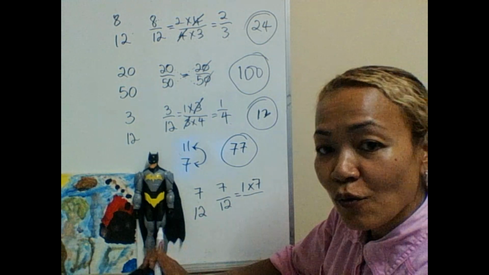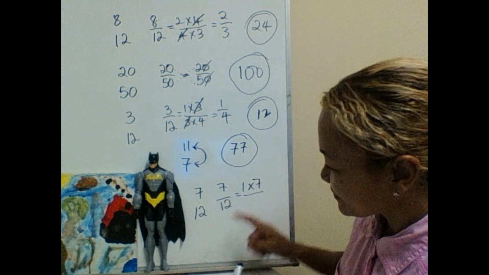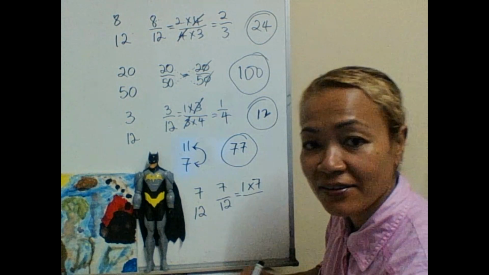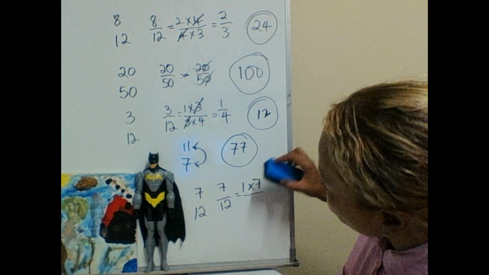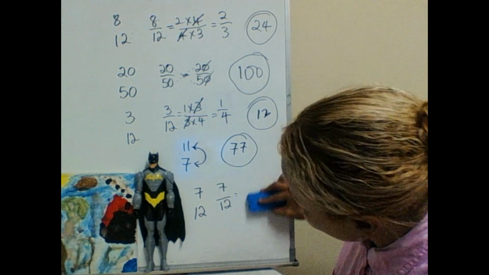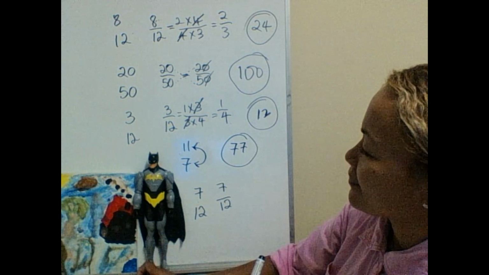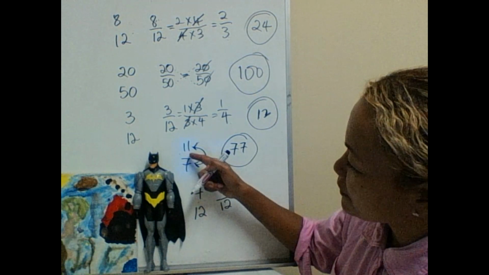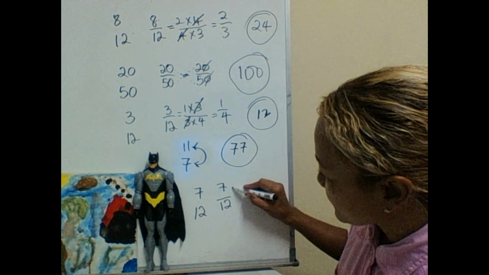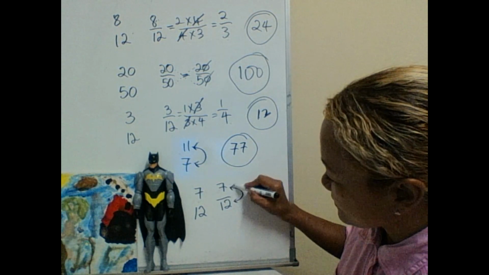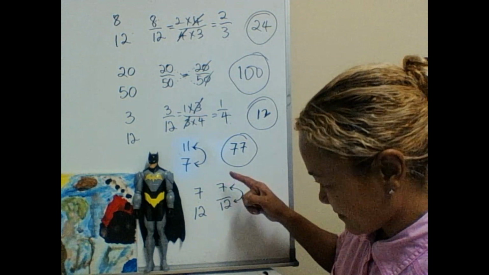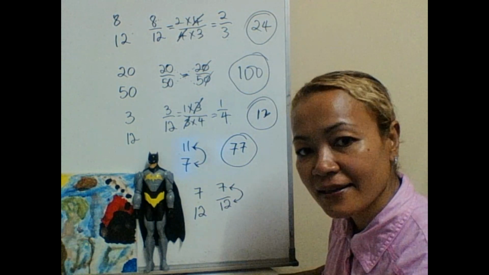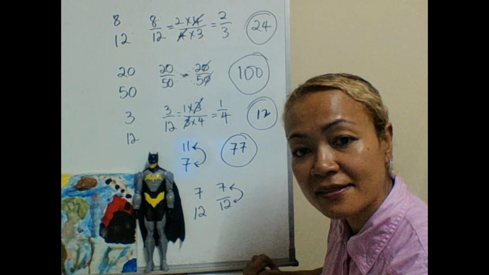But none of those are 7. So you know what happens then. It's exactly what we did in this case. You multiply one number by the other. And 7 times 12 is 84.